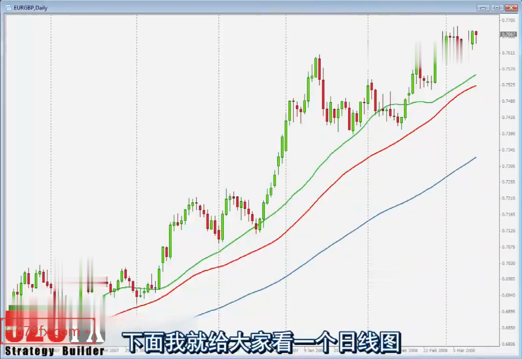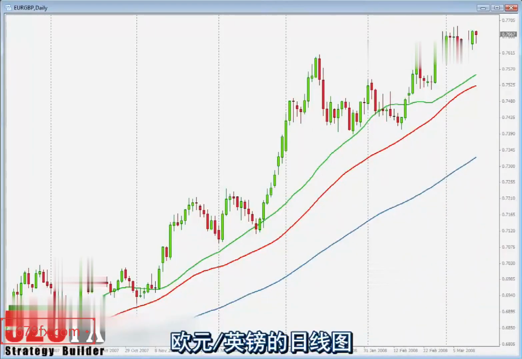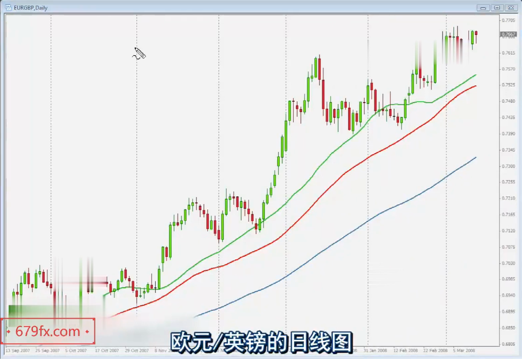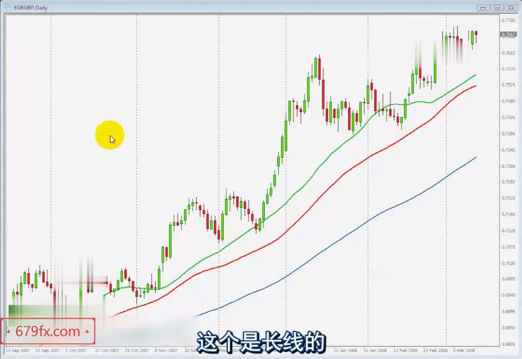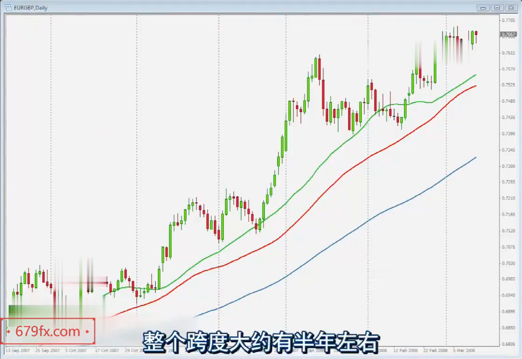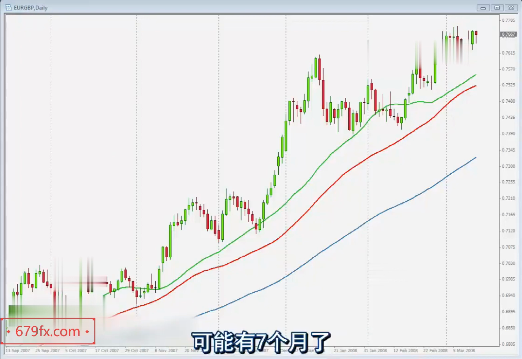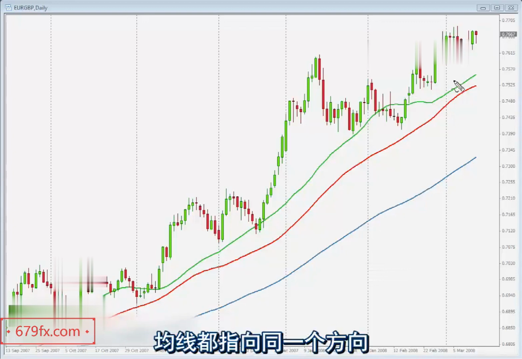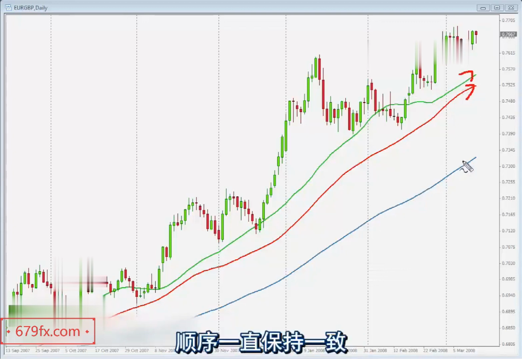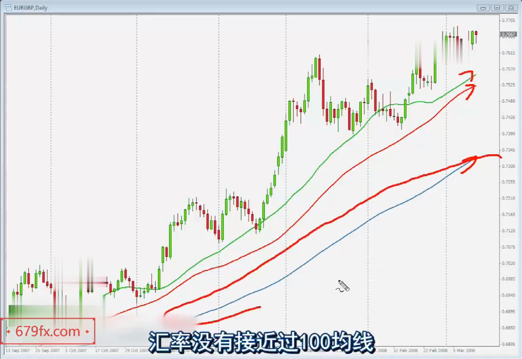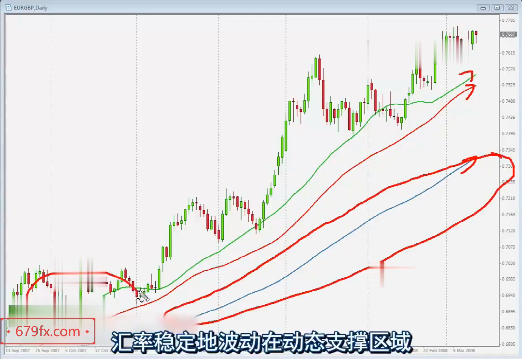A daily chart, in this case the euro against the GBP, the sterling pound, on the daily time frame, a long-term perspective. The chart goes back about half a year, even 7 months actually, and as we can see, the moving averages are pointing up, all of them in order, price nowhere near the 100, the price harmonically swinging off the dynamic area of support in this case, since we are in an uptrend.